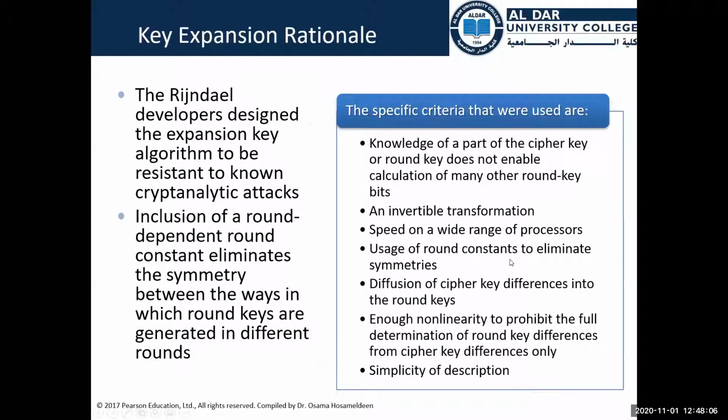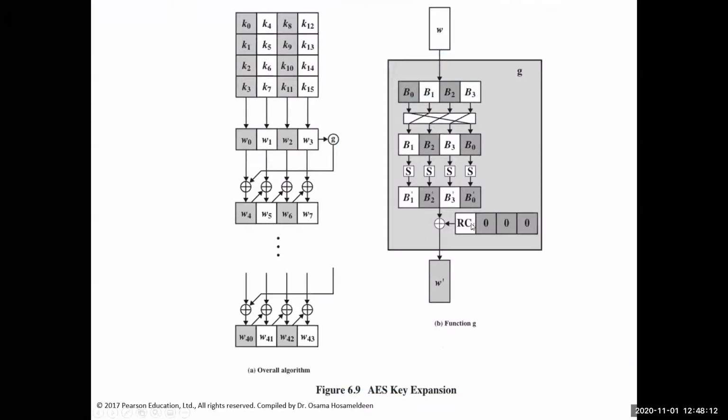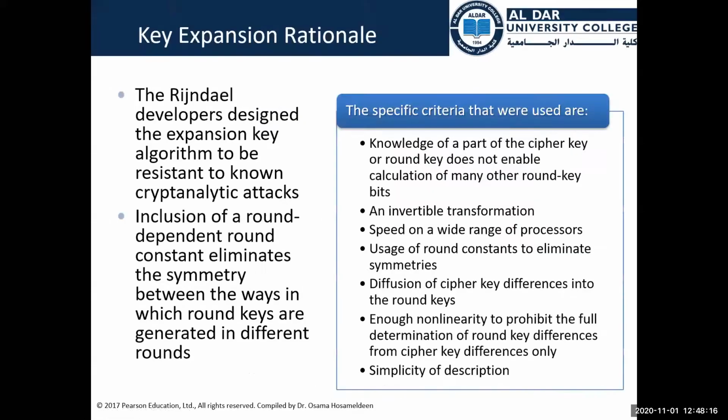And use of round constant to eliminate symmetries. This is the round constant RC. RC is used to remove any symmetry in the data. Okay, so you can continue reading the others.